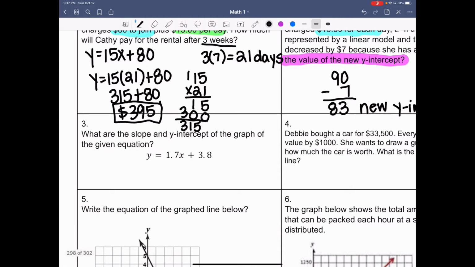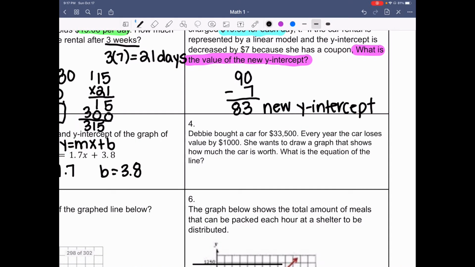All right, the next one says, what is the slope and the Y-intercept of the graph? So remember, we have Y equals mx plus b. My m is going to represent my slope, and my b is going to represent 3.8. And that's my Y-intercept, and my slope is 1.7.